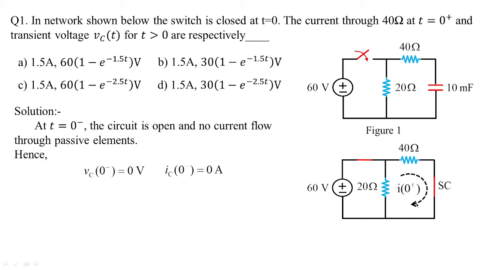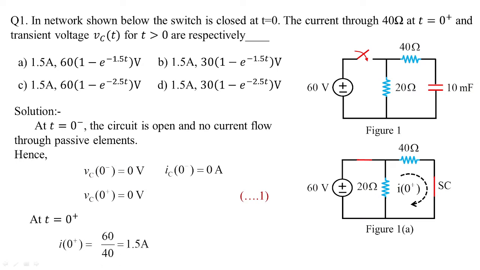Hence, I'll apply KVL, that is algebraic sum of the voltages in a closed circuit is equal to 0. So it will be minus 60 plus 40 I of 0 plus is equal to 0. With this, I am going to get the value of current, which is I of 0 plus equal to 60 by 40, that is 3 by 2, which is 1.5 amperes. Thus, satisfying all the options which are given in the problem. So 1.5 amperes is the value of current in 40 ohms at t equal to 0 plus.